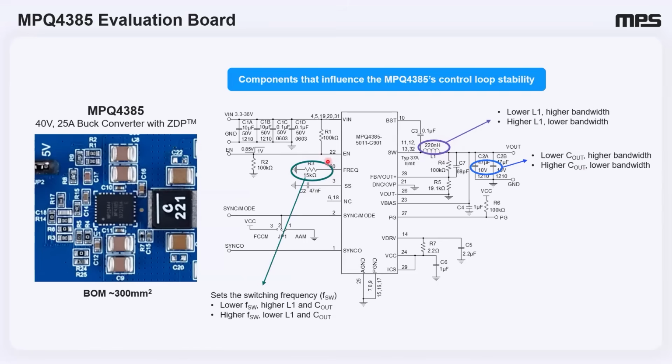In this example, R3 here sets the switching frequency for the MPQ4385. A lower switching frequency, like 400 kilohertz, allows for a larger inductor and higher output capacitors to maintain stability and performance. A higher switching frequency, like 2.2 megahertz, requires a lower inductor and output capacitor, potentially reducing the overall solution cost and size. Finally, the feed-forward capacitor, which adds a zero to the control loop to improve the converter stability.